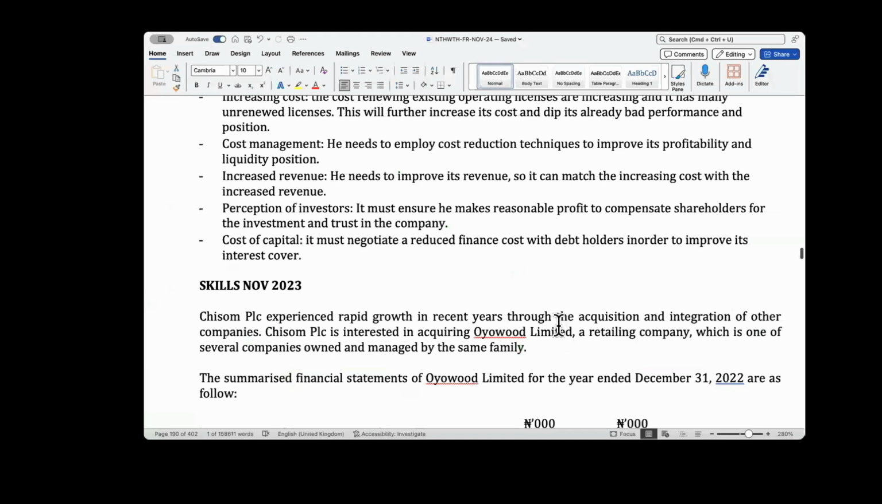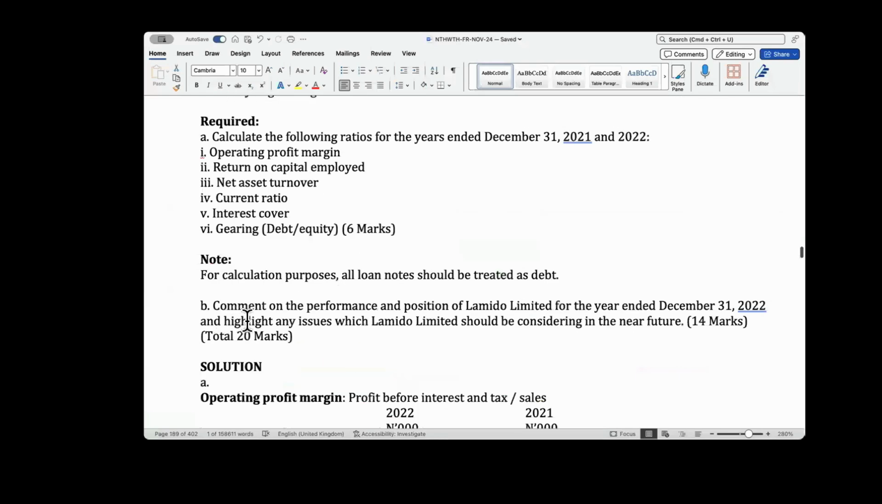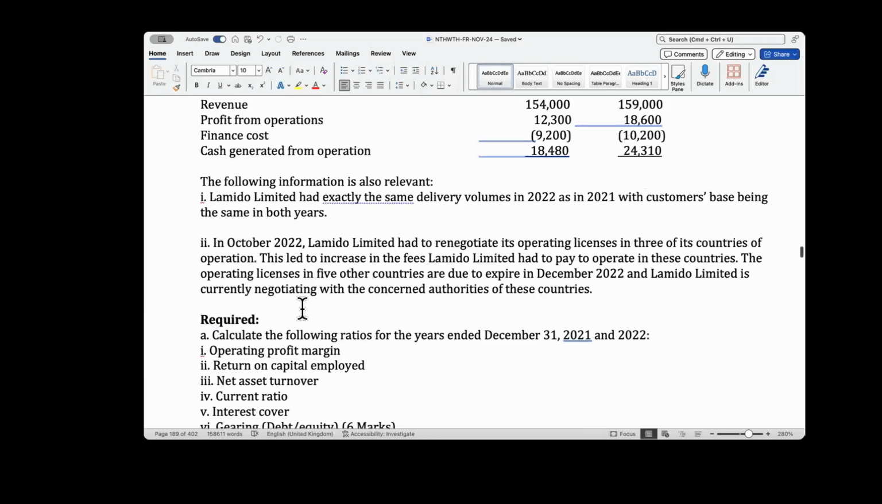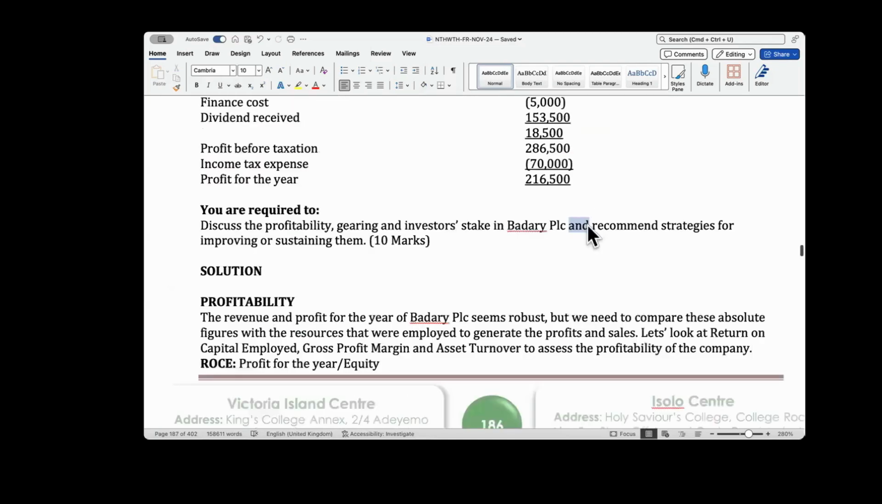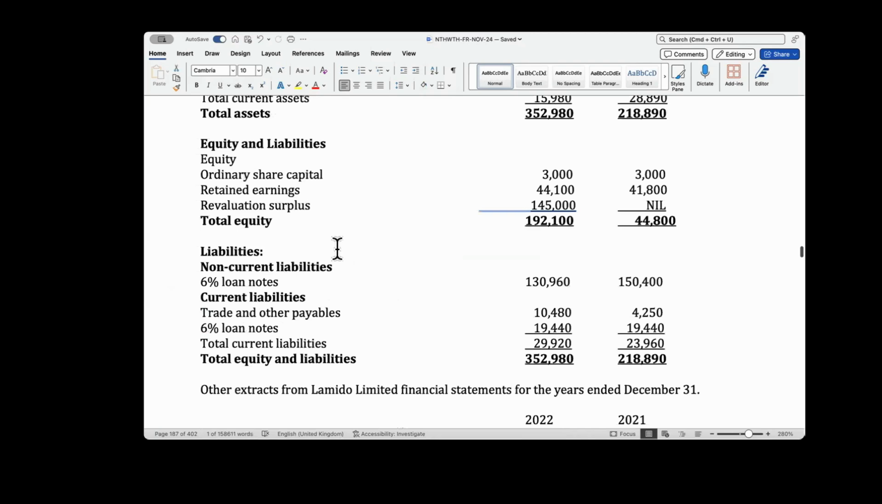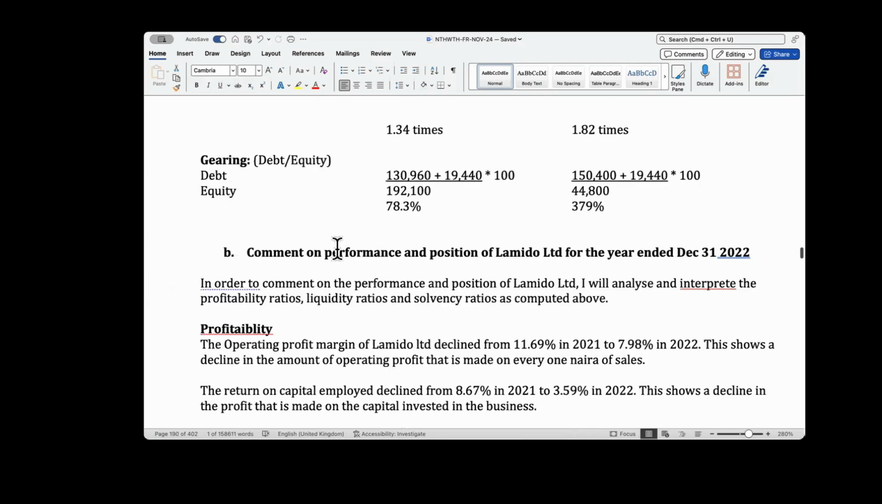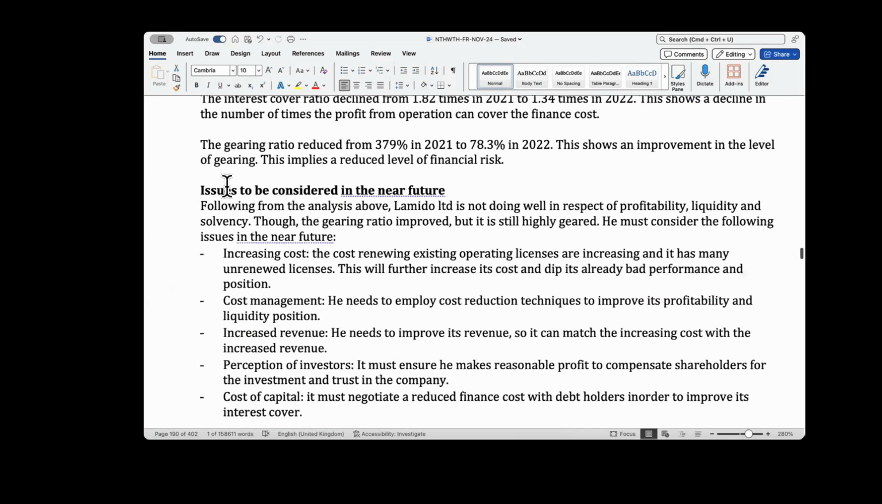So, going from the question again, the question did not just ask us to comment. They say you should highlight. So always look for this conjunction. And when you see them, just like the way they asked these other ones too, this last question, you need to be careful and recommend strategies. They're asking two questions, so it's not one. So you need to answer what they want you to answer. So they are saying you should comment, and so they said issues to be considered in the near future.